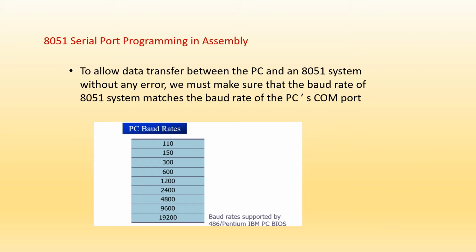One of the things the PC's baud rate supports is 9600. You see here it supports 9600, and that is what we will be using for the serial communication. Okay, so this is the baud rate supported by the IBM PC systems. If you want to check what baud rate is supported by your PC, you can go to the settings and check it.